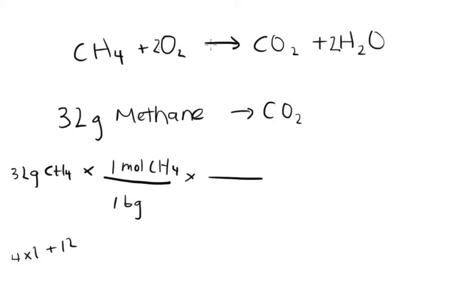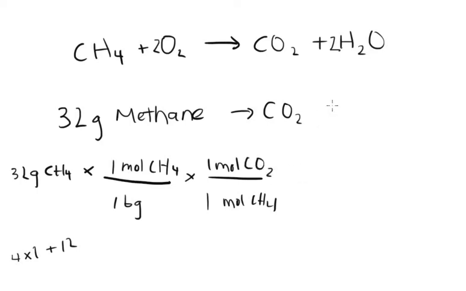And we do that using the coefficients. The balanced reaction gives us the ratios of all the reactants and products. So for every 1 mole of methane, there is 1 mole of carbon dioxide. So for every 1 mole of methane, convert that into 1 mole of carbon dioxide.